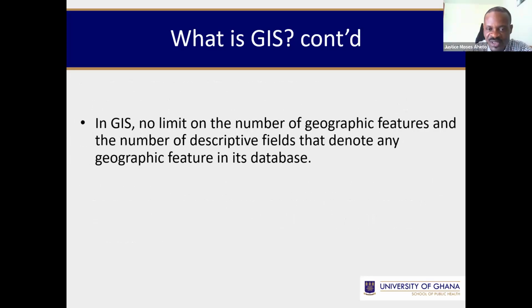One thing you should note is that in the geographic information system, there's no limit on the number of geographic features and the number of descriptive fields that one can collect information on. You can collect as many as possible, as far as you have resources to support that.